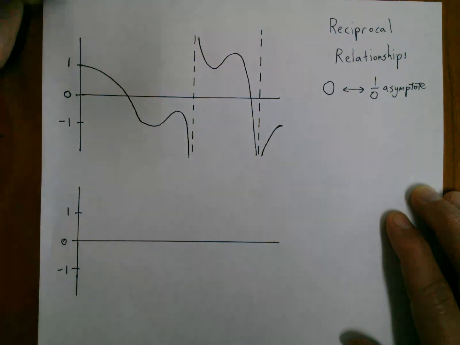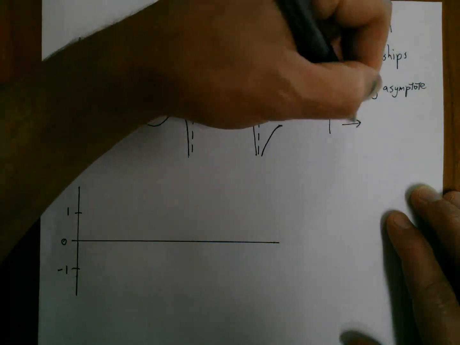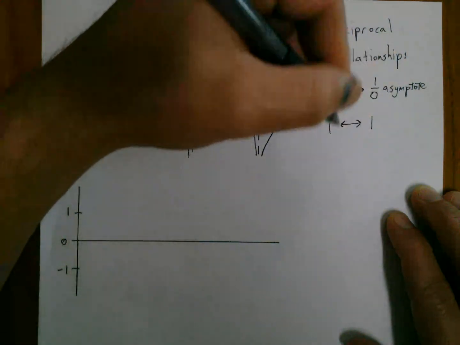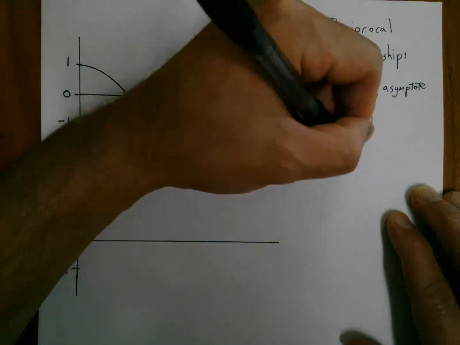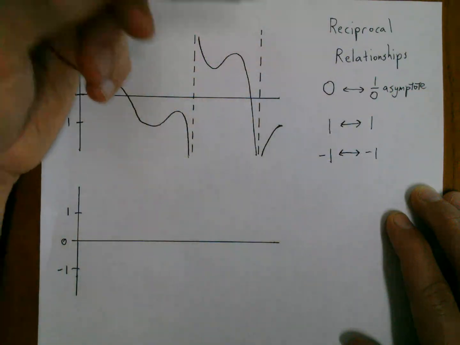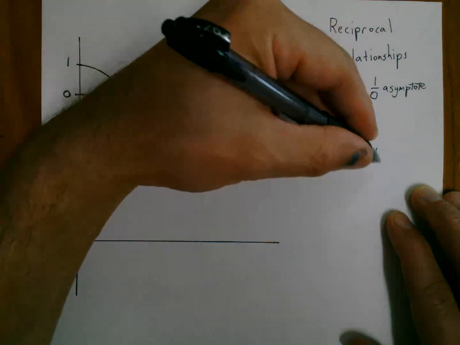Another important moment to notice is that when you have a value of 1, the reciprocal will be 1 over 1, which is also 1. The same goes for negative 1. 1 over negative 1 is negative 1. So 1s and negative 1s have reciprocals that are exactly the same.